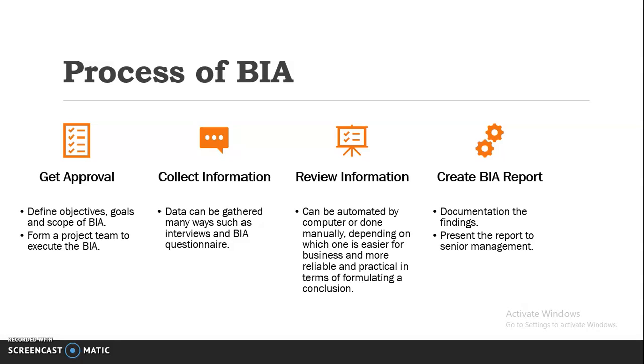Then comes the analysis of the information. This can be automated or done manually, depending on which is easier for the business and more reliable and practical in terms of formality or conclusion. This review will accomplish multiple objectives, such as creating a prioritized list of business functions or processes, identifying the human and technology resources needed to maintain an operational level, and establishing a recovery time frame in which to recover the process or function and return it to normal.